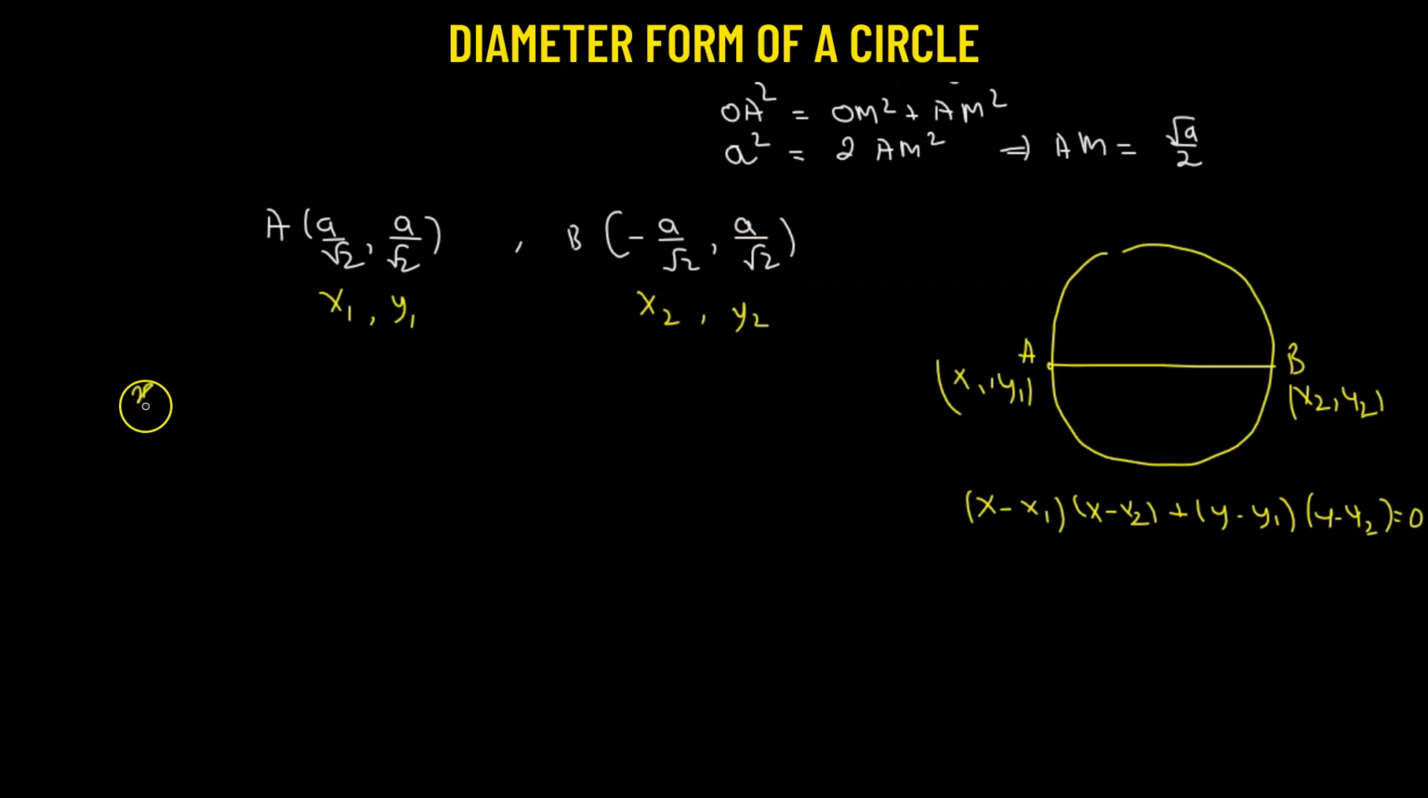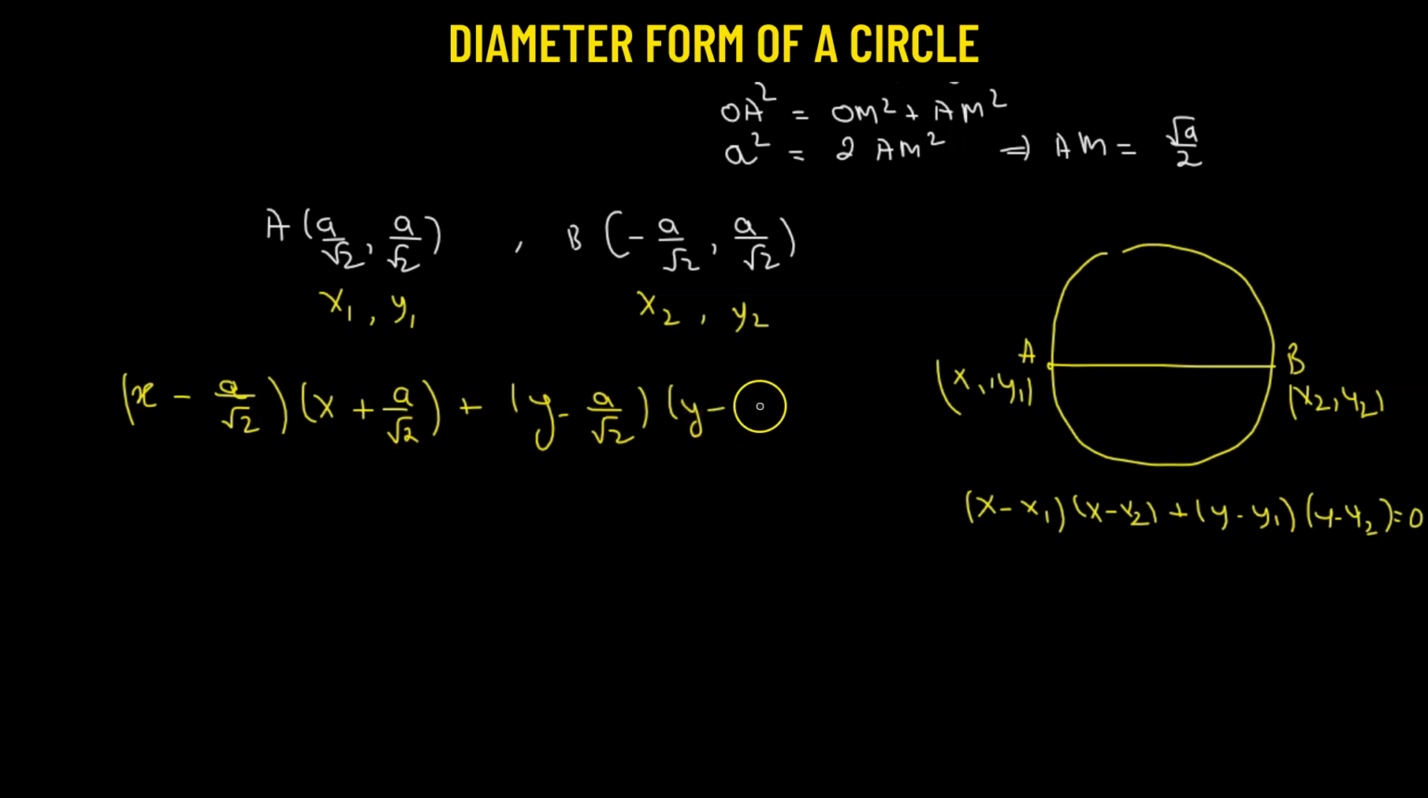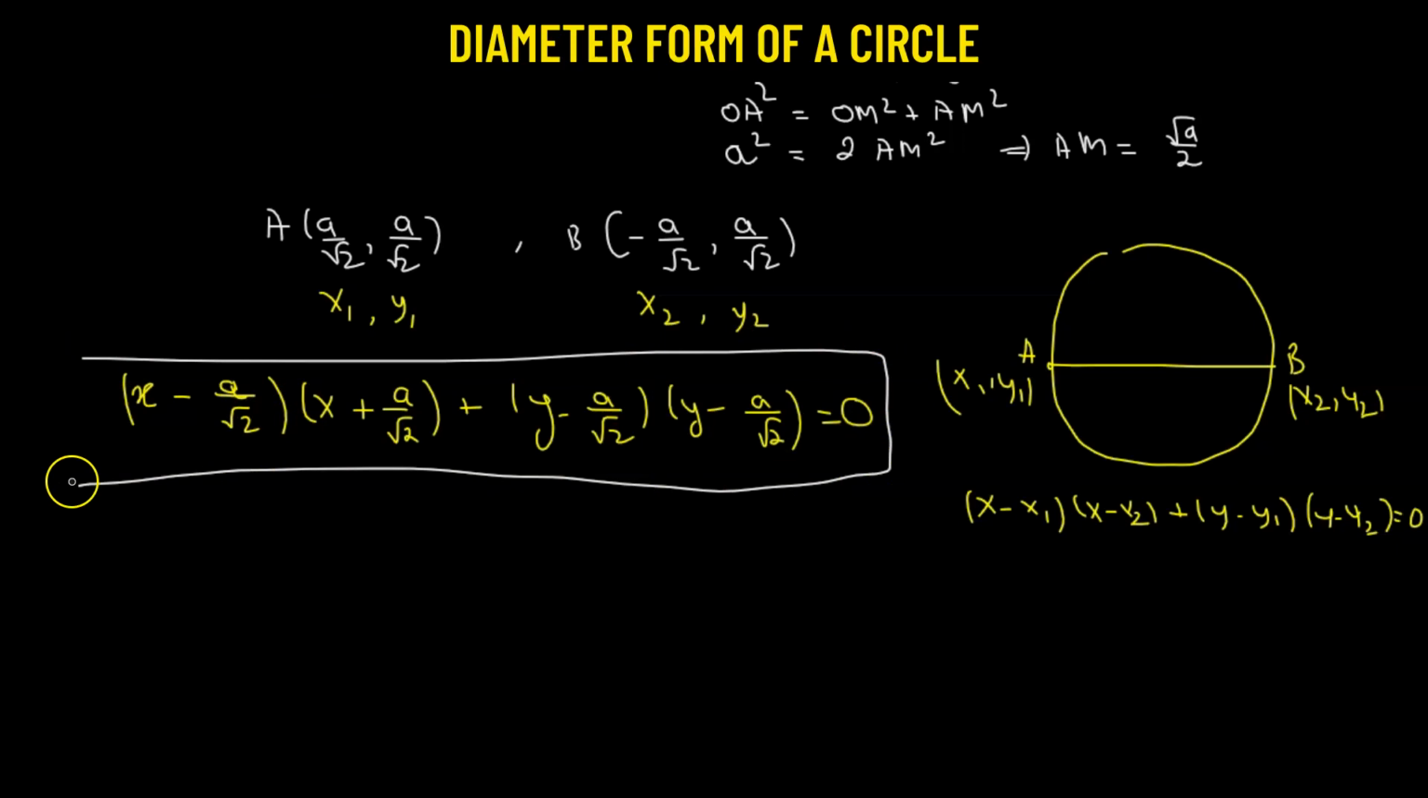Then we're going to get (x minus x1) times (x minus x2), but x2 being a negative number, we have x plus a over square root of 2, added to (y minus y1) times (y minus a over square root of 2) equals 0. So this is going to be the equation of a circle. If you want, you can expand it, but I'm going to keep it in this particular fashion. But this is the equation of only one circle that we have obtained.